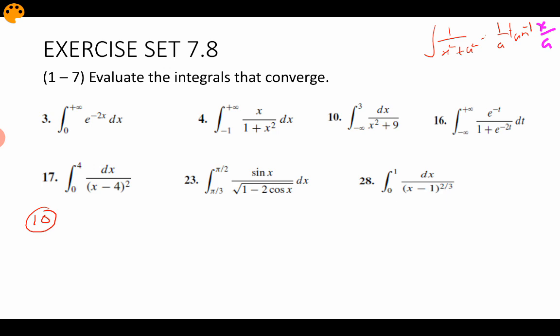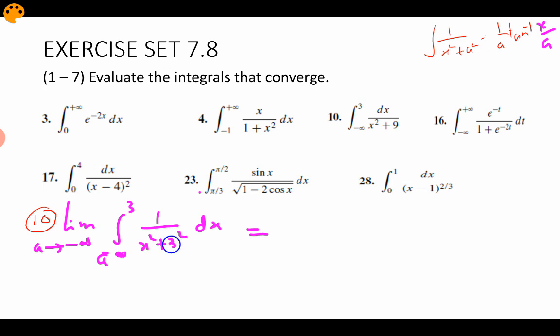The lower limit, you remember the lower limit is negative infinity, so it should be replaced by another constant. We call it a. Lower limit a to upper limit 3, integral of 1 over x² plus 3² dx, and the lower limit a should approach negative infinity, isn't it?